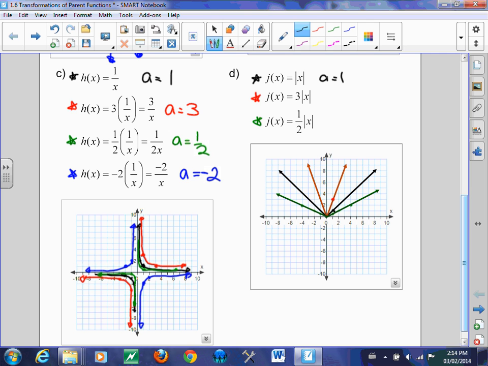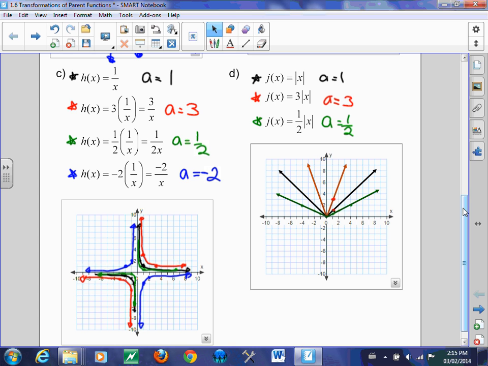Our red graph, ladies and gentlemen, a equals 3, and you will notice by looking at the graph, it's been vertically stretched 3 times. We could look at that key point. Instead of it being 1, 1, it's 1 and 3. Okay, that allows us to find the a factor if we don't have the equation given. And lastly, in the green, ladies and gentlemen, a equals 1/2. So when we have x equals 1, you'll see that the y is at the value of 1/2. All right, so that's a good understanding of using technology to help you explore this a pattern, or what the effect of a is on transformations.